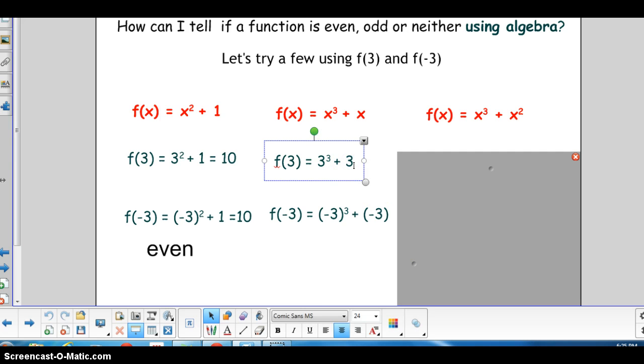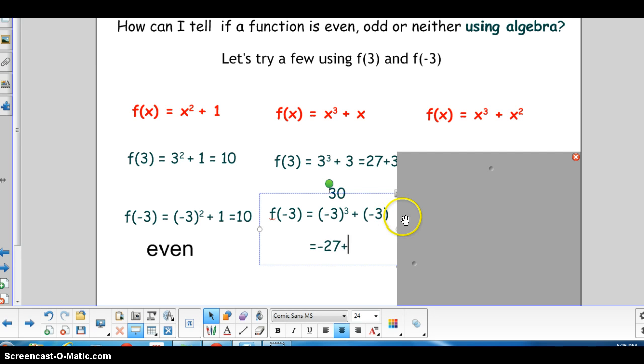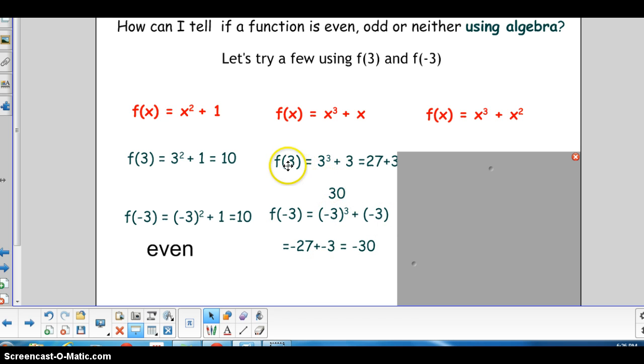So 3 cubed plus 3 is going to be 27 plus 3, which is going to give us 30. Let's see what we get when we plug in negative 3. All right, so this time when I get negative 3 cubed, that's going to be negative 27 plus negative 3. That gives me negative 30. So remember, we got 30 when we put 3 in. We got negative 30 when we put negative 3 in. So since we got opposite results, we're going to let you know that it's going to be an odd function.